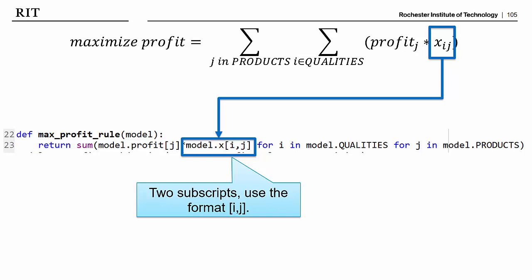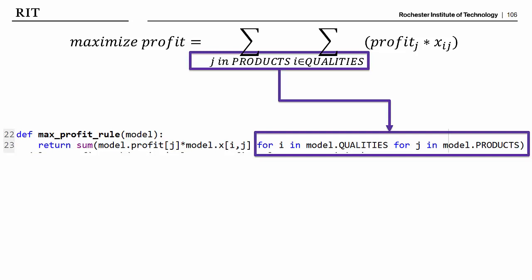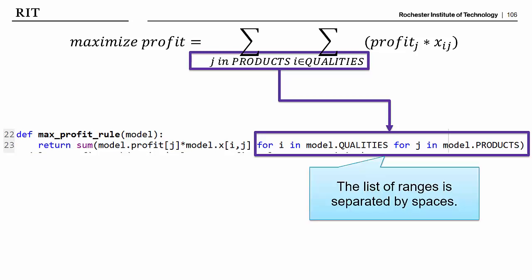So if we have two subscripts, we still use our square brackets, but we separate each of the subscripts by a comma. And then we have the ranges on our summation. Those ranges appear inside the sum function, but after the expression. And here we see that each of our ranges is just separated by spaces. So we basically say for i in model.qualities and then immediately go into for j in model.products.